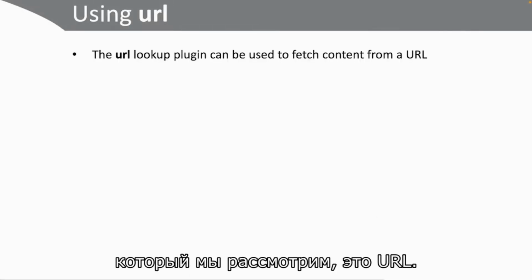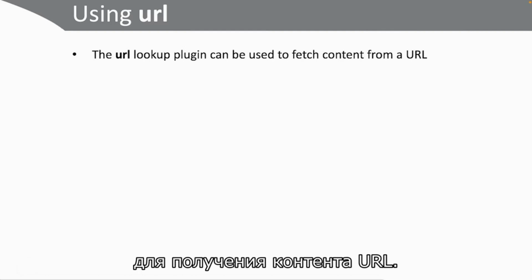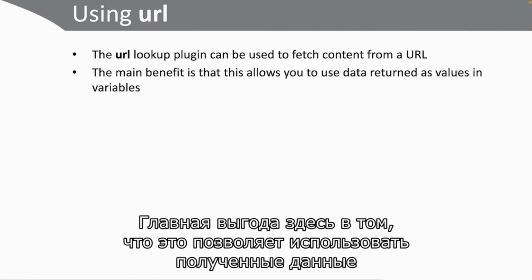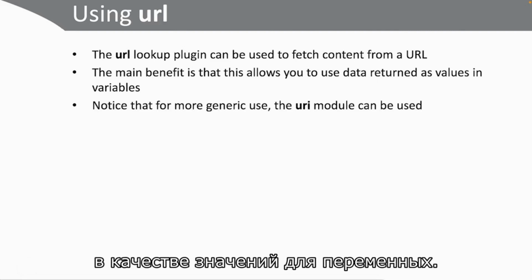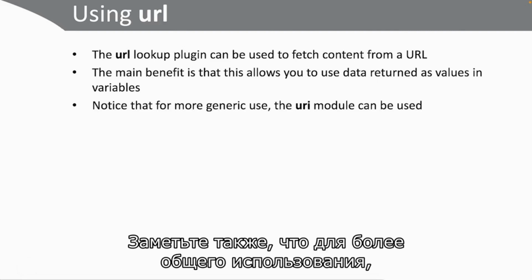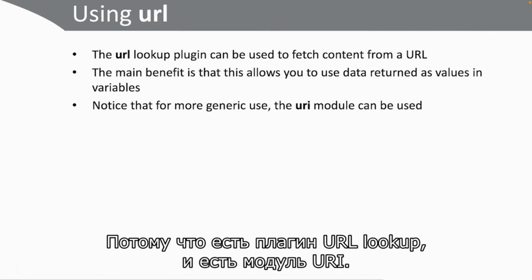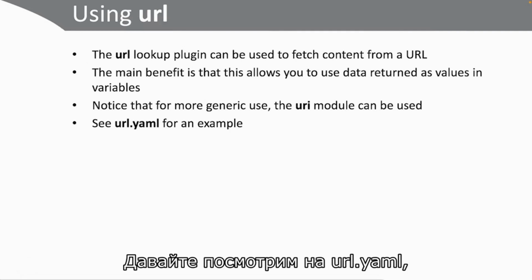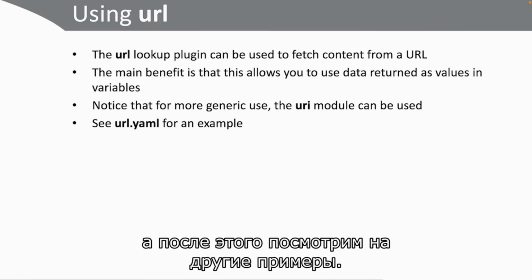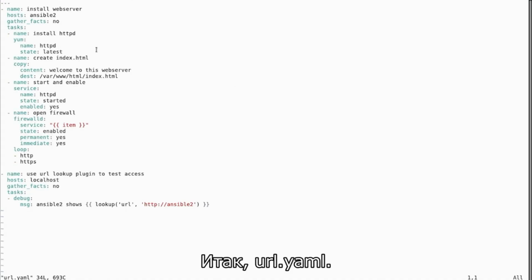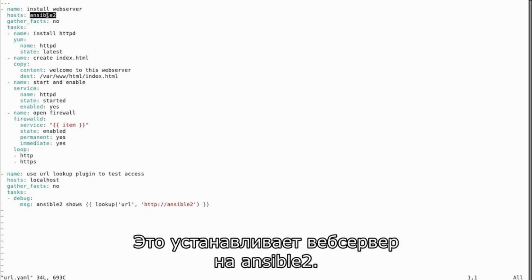The next lookup plugin that we will be looking at is url. The url lookup plugin can be used to fetch content from a URL. The main benefit is that this allows you to use data returned as values in variables. And notice that for more generic use, you can also use the uri module. So there's the url lookup plugin and the uri module. Let's go have a look at url.yaml, and after that let's do some additional examples. So url.yaml, here we go. This installs a web server on ansible2.